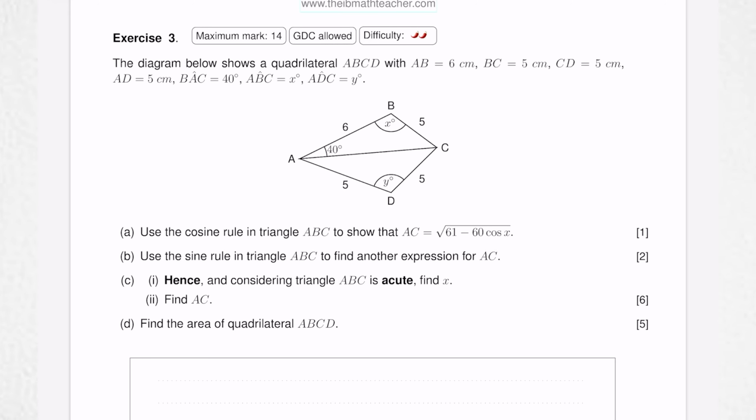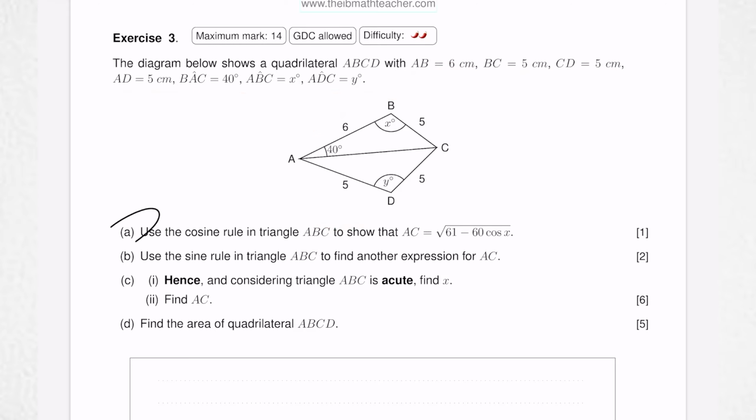Now let's jump to the next exercise. Alright, so for question number 3, as usual, we have a trick question, one that involves, in this case, the sine rule, the cosine rule, and finding areas of triangles. So this may be a little bit harder than the usual type of sine and cosine rules exercises. So let's tackle it. The diagram below shows a quadrilateral ABCD, and we have all the side lengths and all the angles marked in this diagram below.